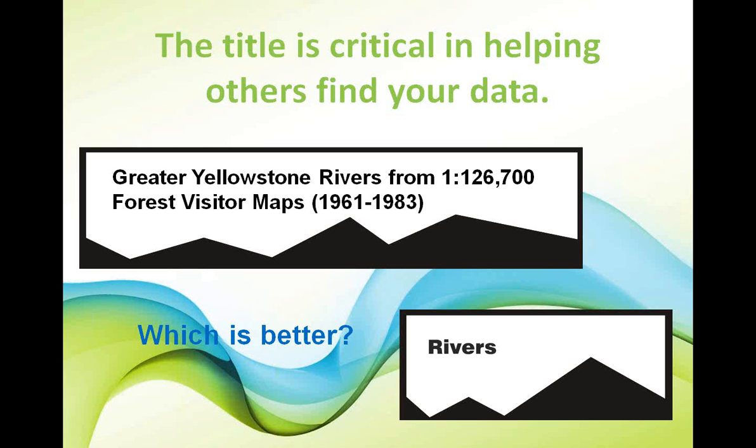Think about how much more information is being conveyed in the first title. Now imagine searching for this information. Can you see how difficult it would be if all metadata records were simply titled rivers? Well, you might have several records just named rivers because you'd have different time frames or different scales or different areas. And how would you know which is which?